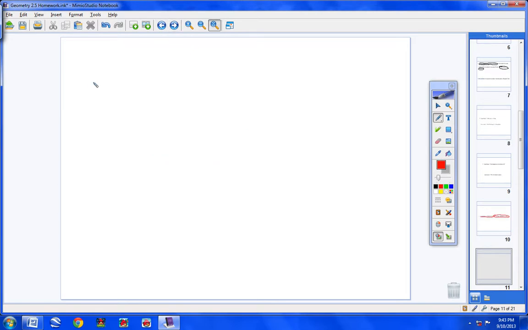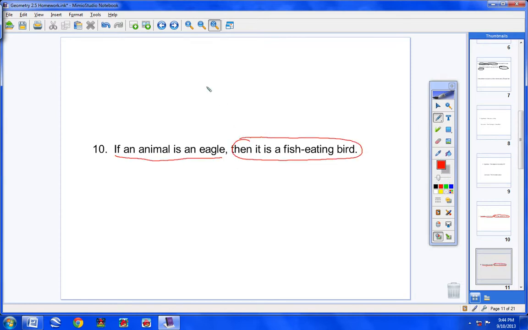There we go. Number 10. Eagles are fish-eating birds. All right, so if you have an eagle, then you're going to have a fish-eating bird. So I said, if an animal is an eagle. Now, if you didn't have yours worded just like that, if you said, if an eagle, then a fish-eating bird, that's okay. But I'm trying to teach you to do things really well in a smooth manner. So I knew I was dealing with an eagle, and the eagle's an animal, so I just said, if an animal is an eagle, then it is a fish-eating bird. This is your hypothesis, and this is your conclusion.